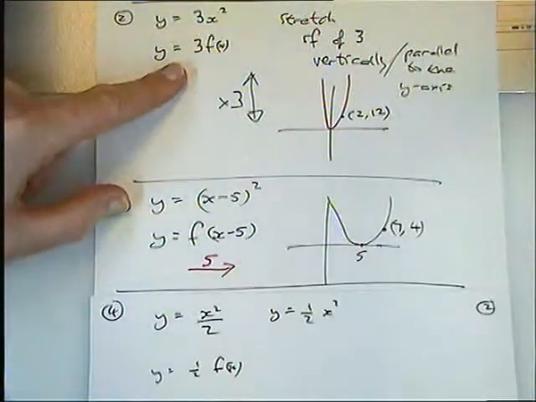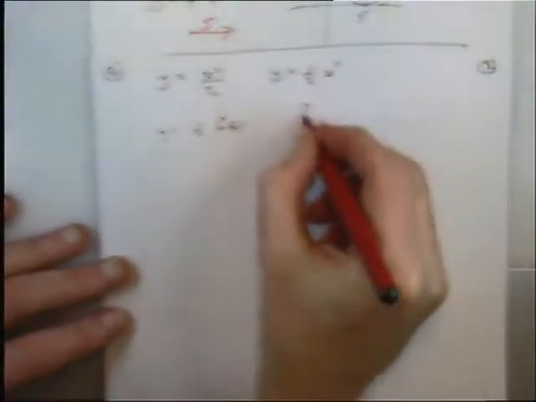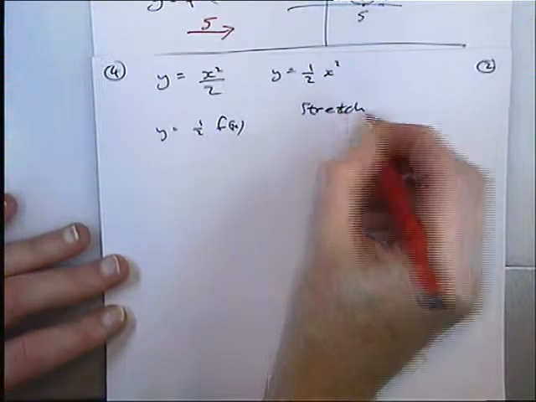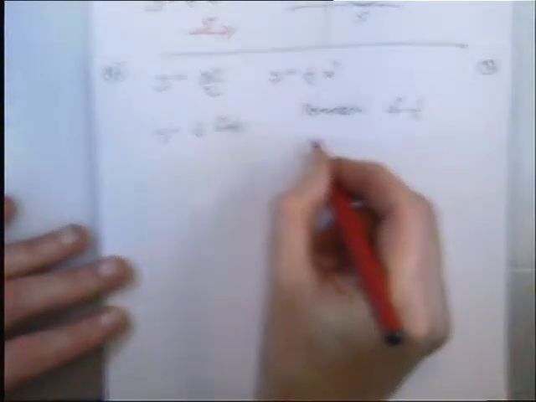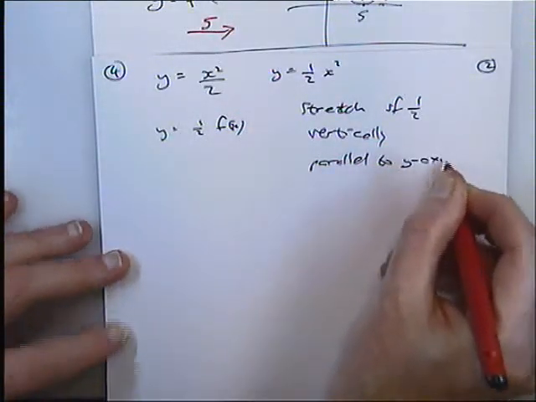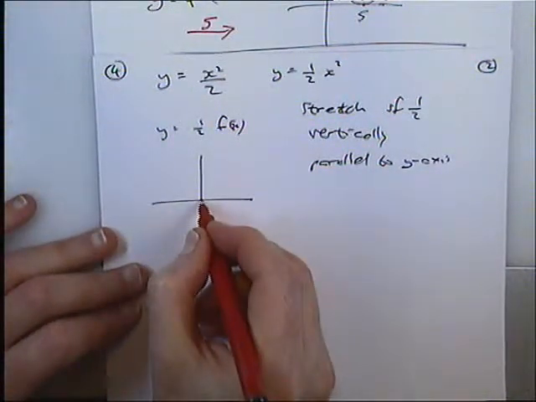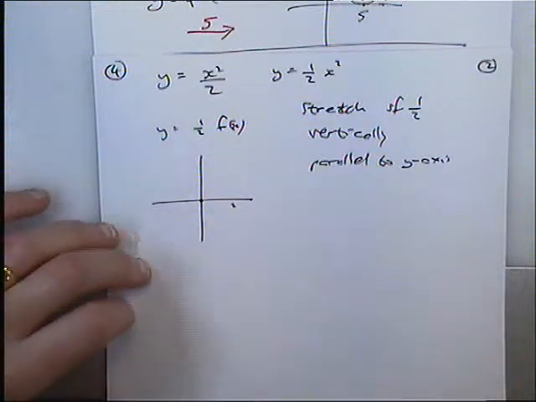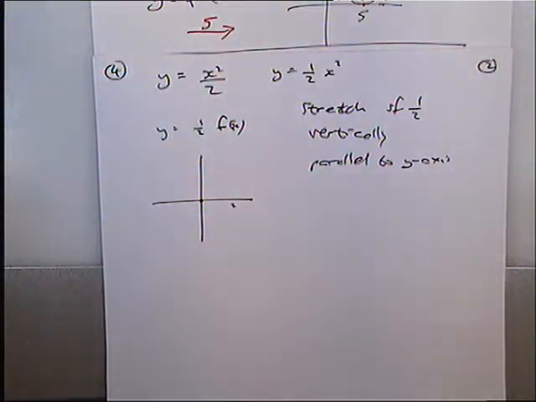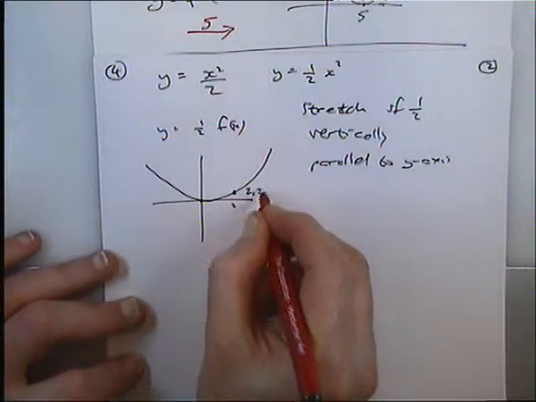You still call it a stretch even though it's been made smaller. Okay? So yes, this is a stretch, scale factor a half vertically, or the proper way to say that is parallel to the y-axis. So this time it will still go through the origin, but at 2 across, whereas y equals x squared took us to 4, this will only take us to half of 4, so it'll take us to 2. So here that will be the point 2, 2.